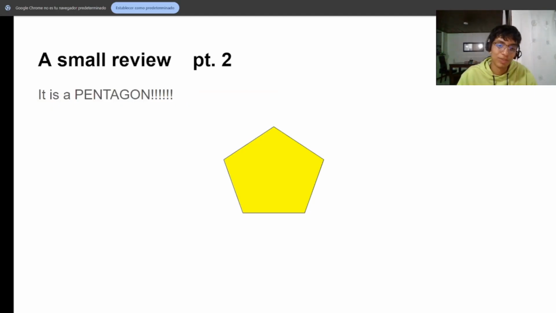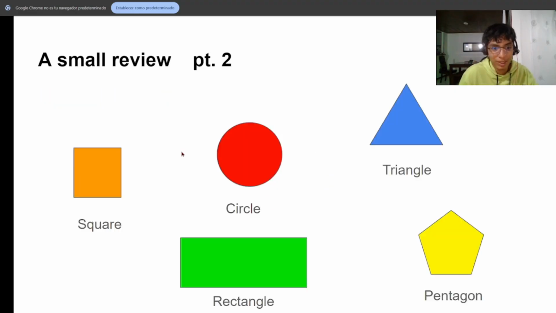Yeah, no, it's okay, it's okay. This one is a little harder. So, do you know the color of this pentagon? Okay, perfect. That's yellow pentagon. So we have the pentagon is yellow. So we have here the square, the circle, a triangle, a rectangle, and the pentagon. Yes.